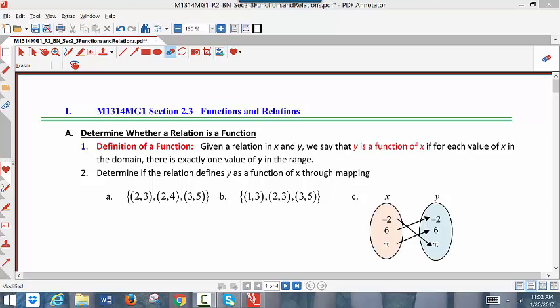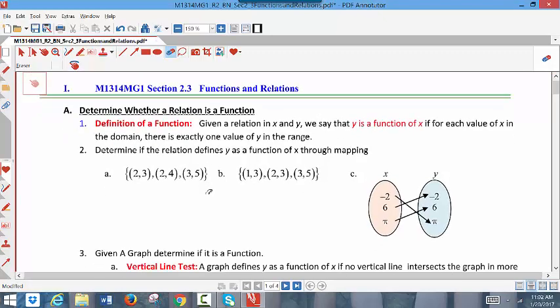Hello students, today we're going to talk about functions and relations, and embedded in this lesson we're also going to talk about domain and range. So we're beginning with talking about what a relation is. Really, a relation is any combination or matching of elements. And a function is a relation that has to abide by specific rules.